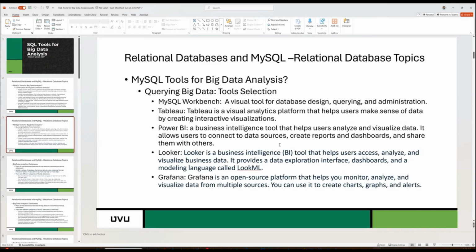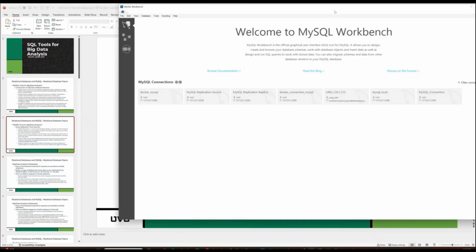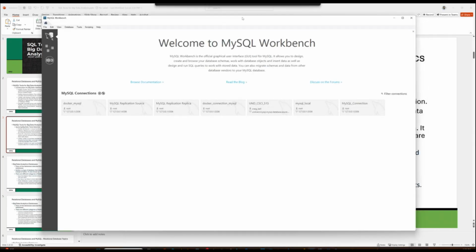How do we query the data? We have lots of tools. One of the things we will have you do in this class is install MySQL Workbench. Matter of fact, I'll just show you a quick little peek of it right now. Where is it? It's open. Oh, there it is, MySQL Workbench. I'll show it to you for a second.